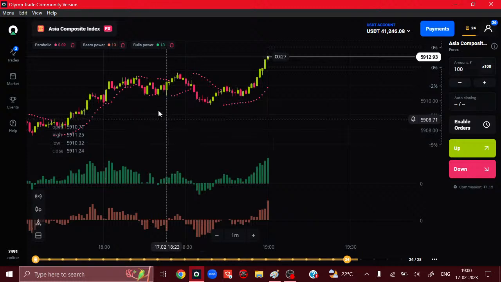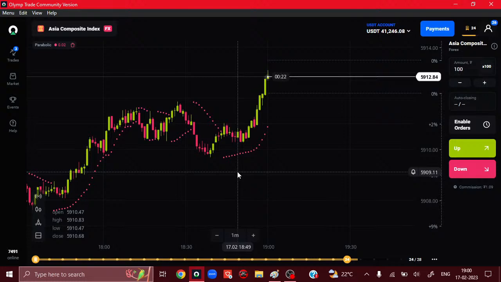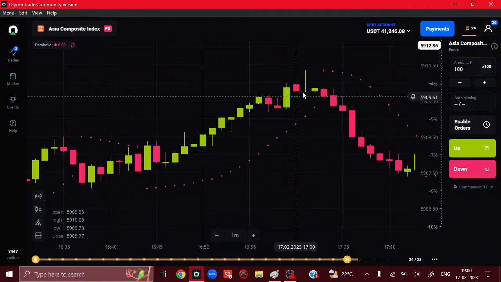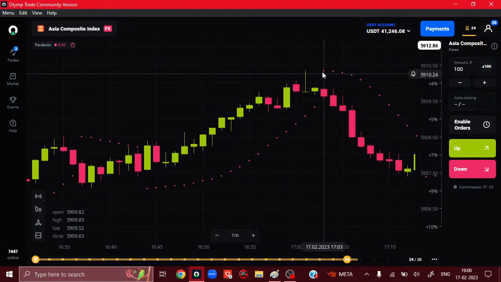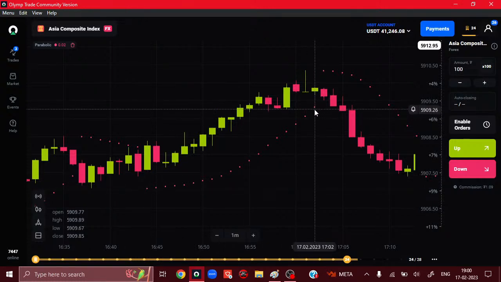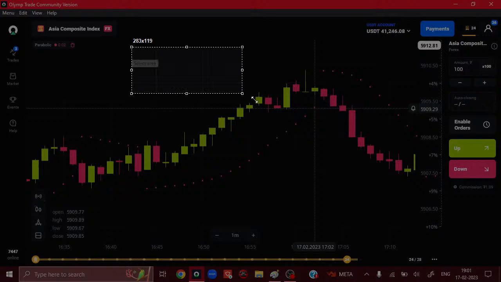Okay. The parabolic indicator is a trend indicator. It will indicate to you when the price is going to change its direction. Whenever the price is going down, you will find the dot in the upward direction of the candle. Whenever the price is going up, you will find the dot in the downward direction of the candle. So whenever the parabolic dot is changing its position, guys, at that point you have to make the trade.